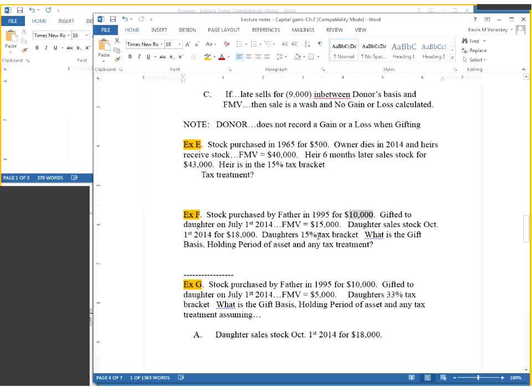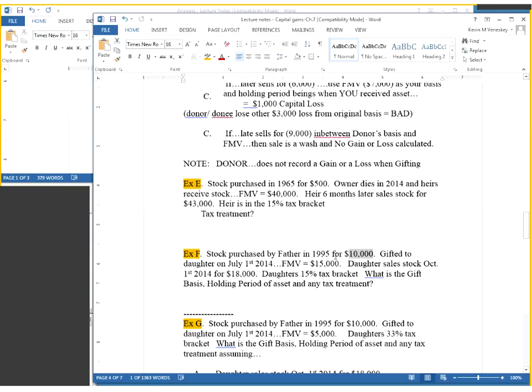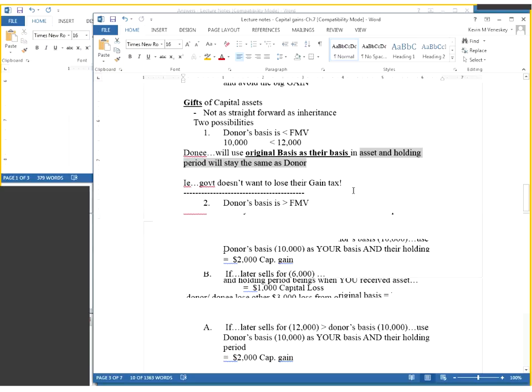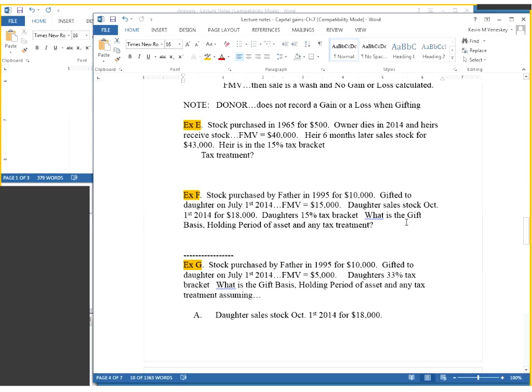She's in the 15% bracket. What is the gift basis, holding period, and any tax treatment? All right, for gift purposes, even though you only had it for a few months, you get to use what the original person had. You are assumed to have bought it in 1995. And the holding period will stay the same as the donor in this type of situation. So we'll have a long-term item.